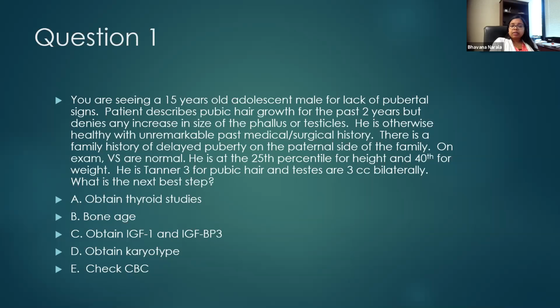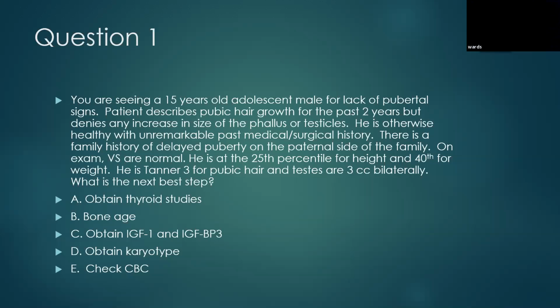On exam, vital signs are normal. He's at the 25th percentile for height and 40th for weight. He is Tanner 3 for pubic hair, but testes are 3 cc's bilaterally, which I'll tell you is pre-pubertal. So what is the next best step? Does anybody want to take a guess? What do you guys think?